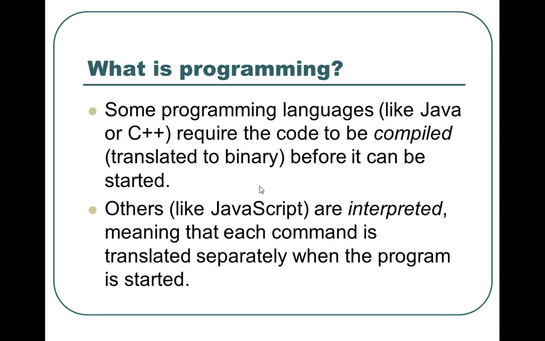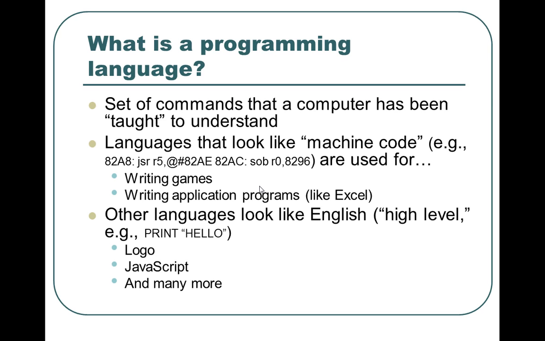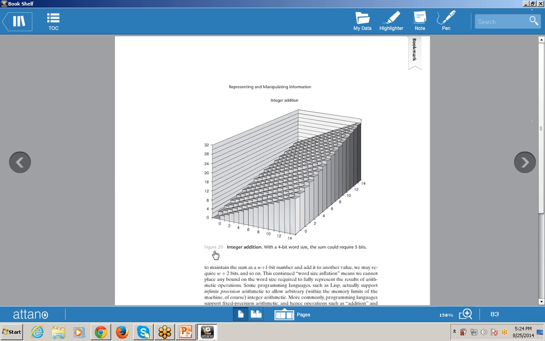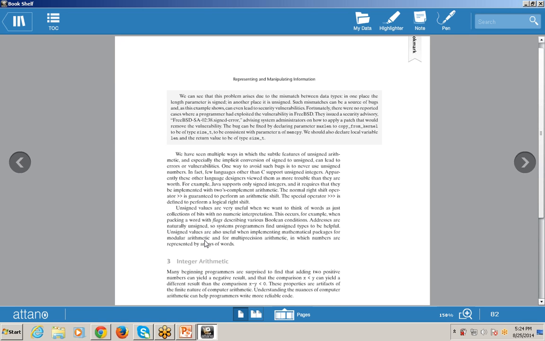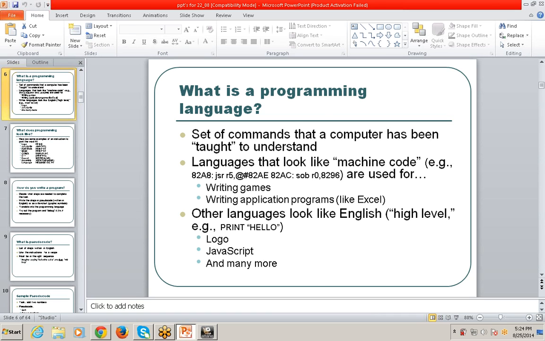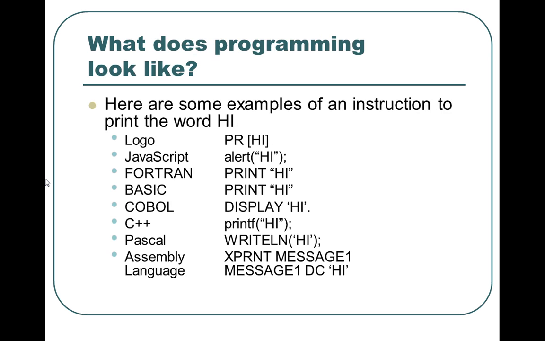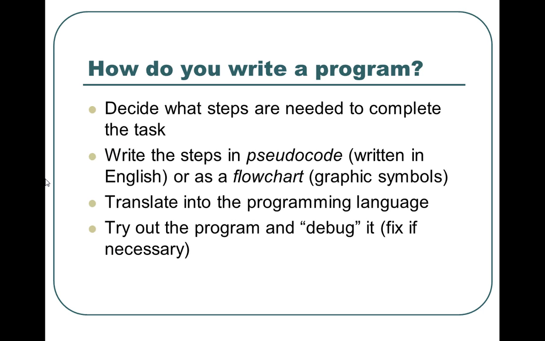We have also talked about some programming languages like Java, C++, .NET, and JavaScript that are interpreted by the system. Then we also talked about a set of commands that a computer uses to understand, and high-level languages to print hello. We talked about examples of programming languages like Logo, JavaScript, Fortran, Basic, COBOL, C++, Pascal, and assembly language.